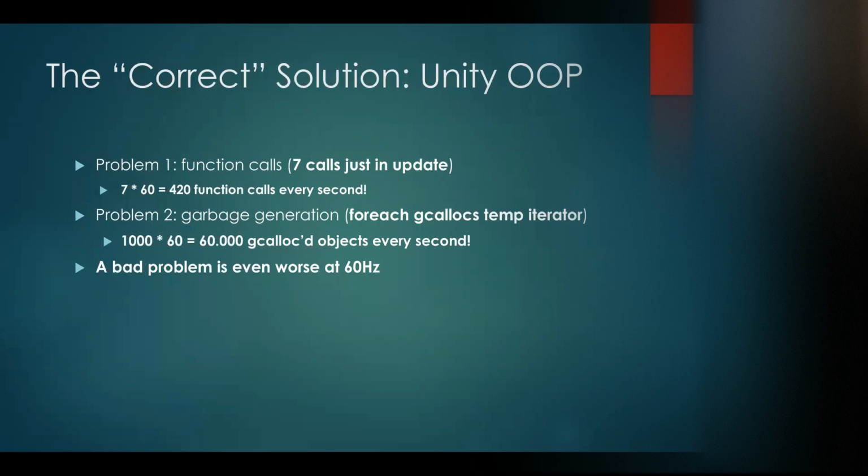So, okay, we could go back to our code and fix these things. How do we get rid of the properties? Easy, we just make them public and we don't define any getters or setters. So we get rid of those 420 function calls. We can rewrite our for each loop to just be a plain old for loop with an integer counter, and that gets rid of all the function calls.